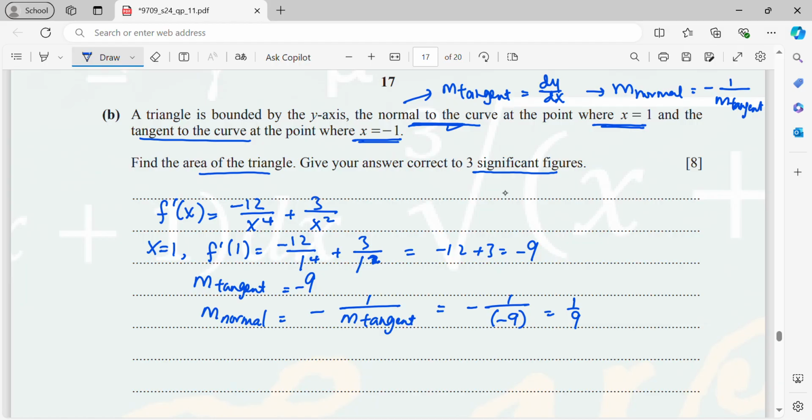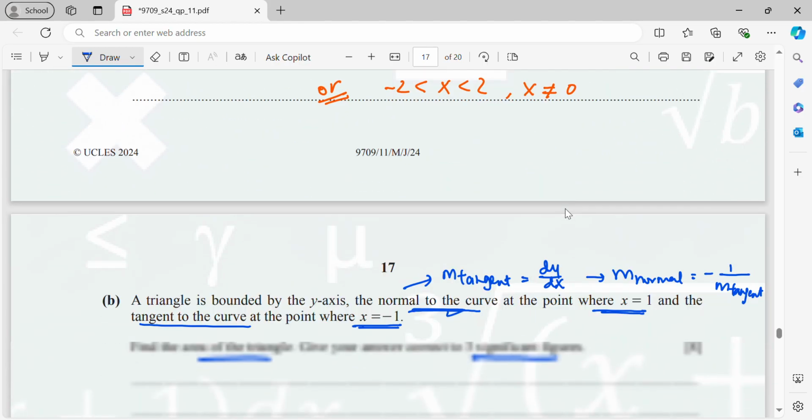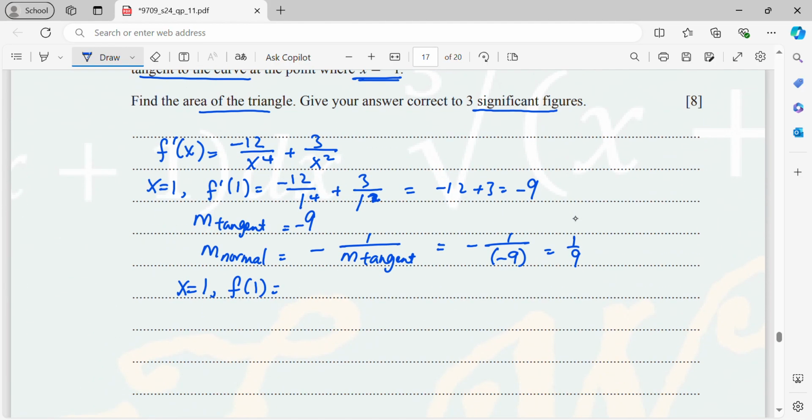So I need to find out what is the normal equation. When x equals 1, I need to find out what is my y coordinate. So my f(1), refer back to this, replace the x by 1, so the denominator will always be 1. I will write 4 over 1 minus 3 over 1 plus 2. That is going to be 3. That means here I'm getting a point: when x is 1, my y is 3.